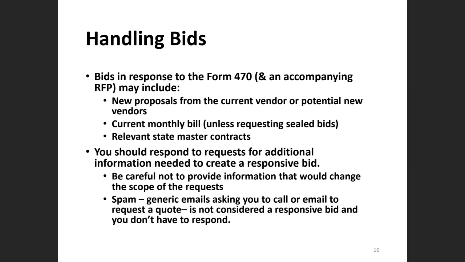You need to be careful in whatever you say to the vendors that you're not inadvertently changing the scope of your requests. That would be adding functions that you didn't originally mention. It could be asking for bids for an internet service that is outside the range of bandwidth you listed on the service request, or it could be adding a location that wasn't originally mentioned. You need to be very cautious about that.